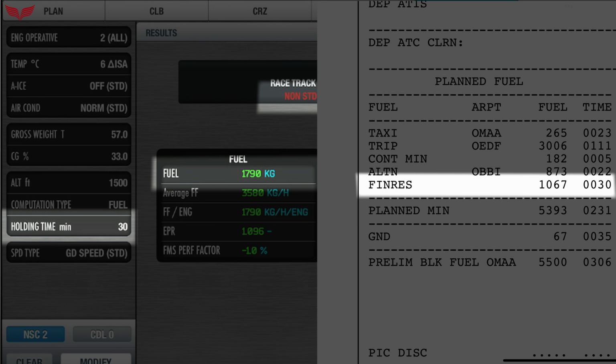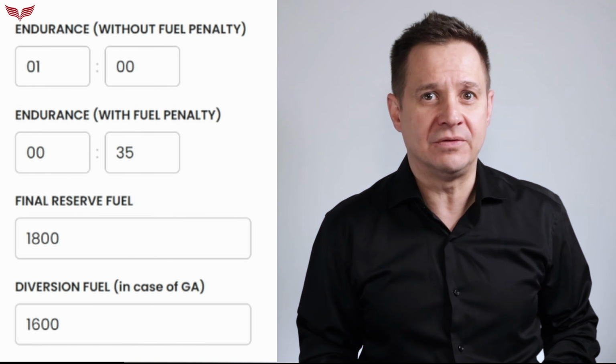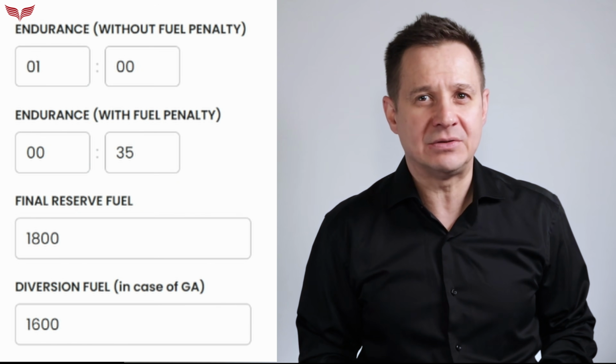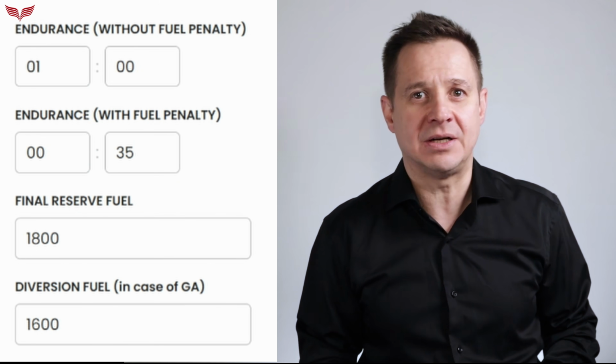If I apply that same factor to the alternate fuel from the OFP, which is 900 kilograms, I get approximately 1,500 to 1,600 kilograms. So what does this mean operationally? In the event of a go-around, I can still proceed to the alternate and land there with about 600 kilograms remaining. Now that's roughly 10 minutes of fuel. Not comfortable, but doable.